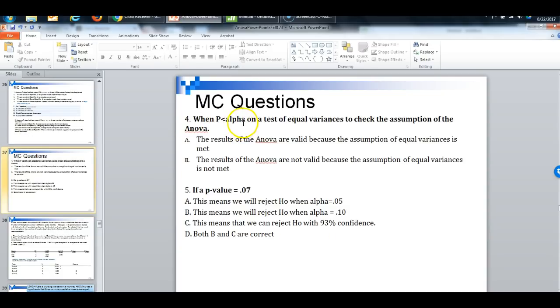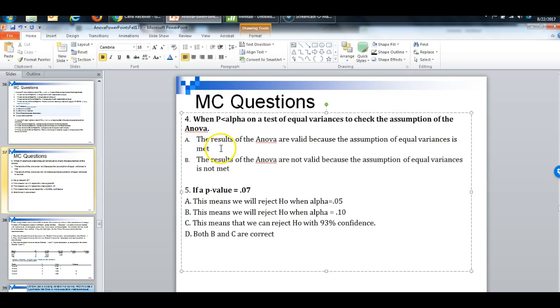When p-value is less than alpha on a test of equal variances, to check the assumption of the ANOVA: A, the results of the ANOVA are valid, or B, the results of the ANOVA are not valid. Which is true, A or B? P-value less than alpha, the results of the ANOVA are not valid. They are not valid. You got to have a p-value greater than alpha because then there's not enough evidence to suggest that variances differ.